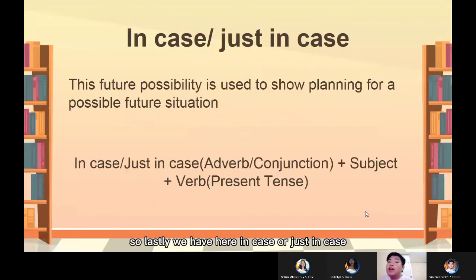So lastly, we have here "in case" or "just in case." I think this phrase indicates how you are planning something or doing things ahead because you don't want any compromise on whatever it is you're doing. So the word formation here is "in case," "just in case." That is, by the way, an adverb or a conjunction followed by the subject and the verb, which is in the present tense. I have here examples.